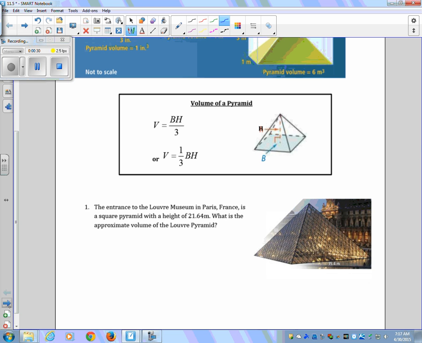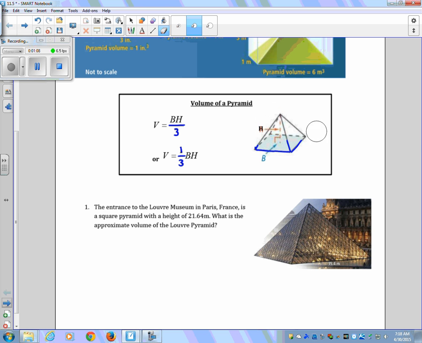straight to the formula. It turns out that the volume of anything that comes to a point, like a pyramid or a cone, is just like the volume formula we learned, BH, capital B, capital H, area of the base times the height, except this time it's divided by 3, or you can think of it as 1/3. So 1/3 the amount of cubic units can fit in a pyramid than could fit in a rectangular prism of the same height.